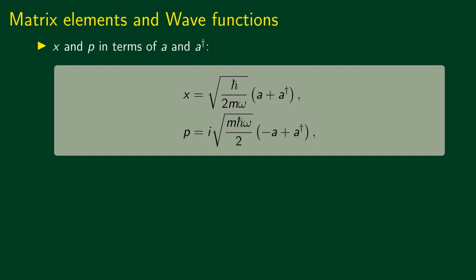Memorizing these expressions is going to be very useful when you solve problems. So I have written them again here. X is equal to the square root of h bar divided by 2 m omega, multiplying A plus A dagger, and P is equal to i multiplying the square root of m h bar omega divided by 2, multiplying minus A plus A dagger.